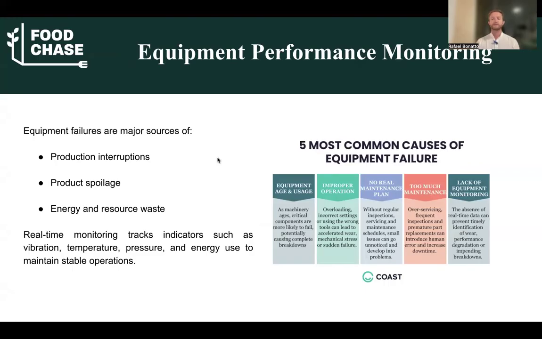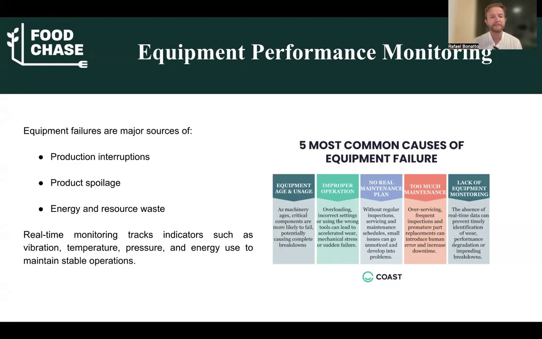And the next theme, equipment performance monitoring. We have on the figure here the 5 most common causes of equipment failure. Okay, age and usage, improper operation, which has a lot to do with staff training, no real maintenance plan, that's very normal, too much maintenance, and a lack of equipment monitoring. This publication is from a page itself. You can check there and dive in and explore each of those 5 main causes. It's extremely recommended for you.